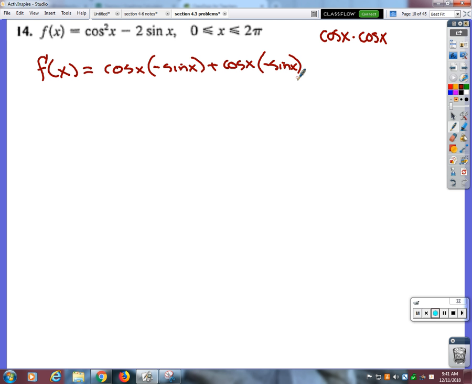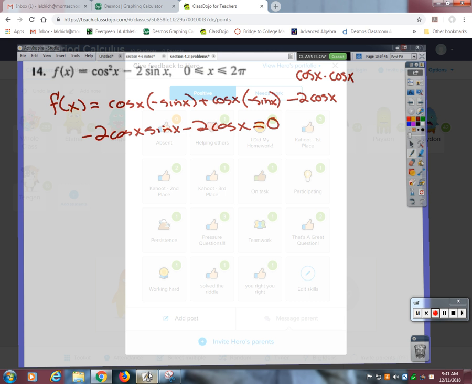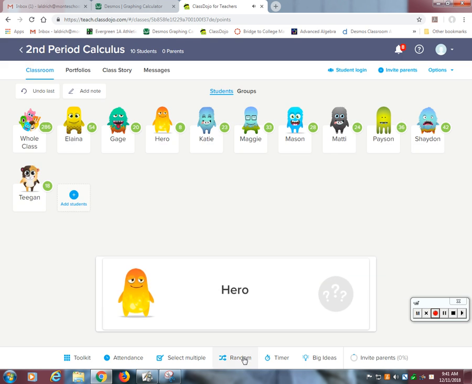Okay, and then Hero, what's the derivative of -2 sine x? Awesome. So like I said, we can combine these to -2 cosine x sine x. This is just plain old -2 cosine x. Set that equal to 0. All right, let's solve a trig equation.